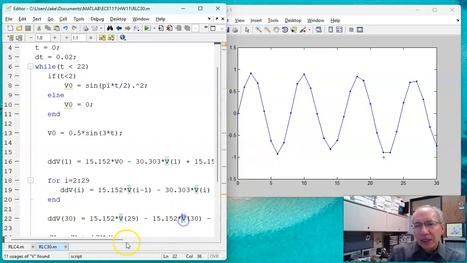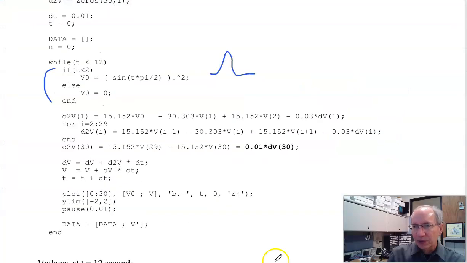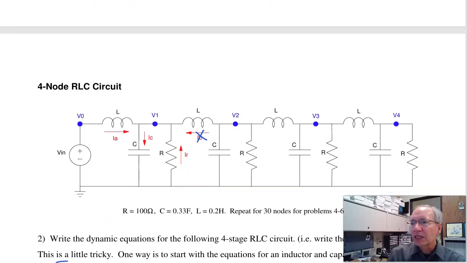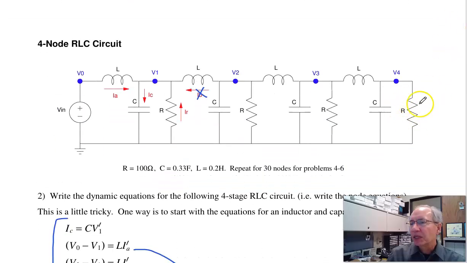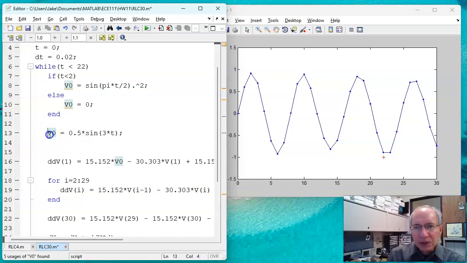Suppose instead of making this last term really, really small, I made it really, really big. What that means is, at the very last node, I take that resistor and make it really, really small. So 1 over RC is 100. Now what happens? Let's just run this for 12 seconds and see what happens.